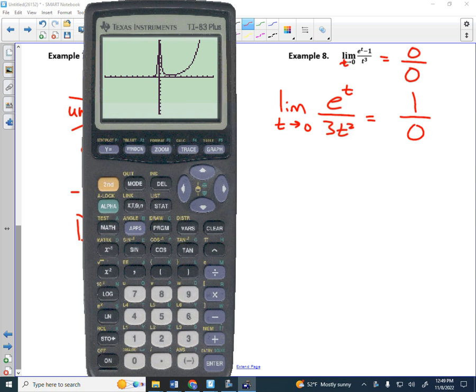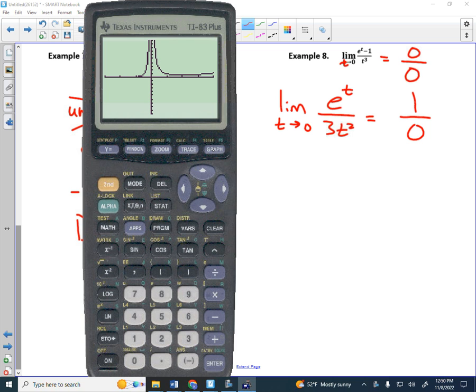Everybody see what I'm looking at? Okay, so I'm going to zoom in a little bit. I'm going to change my window so my x min is going to be negative 3, and my x max is going to be positive 4. Let me check this graph again. And there we have it.